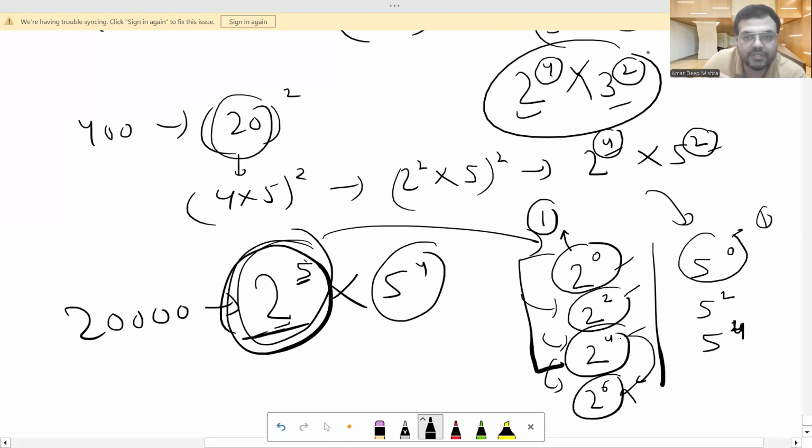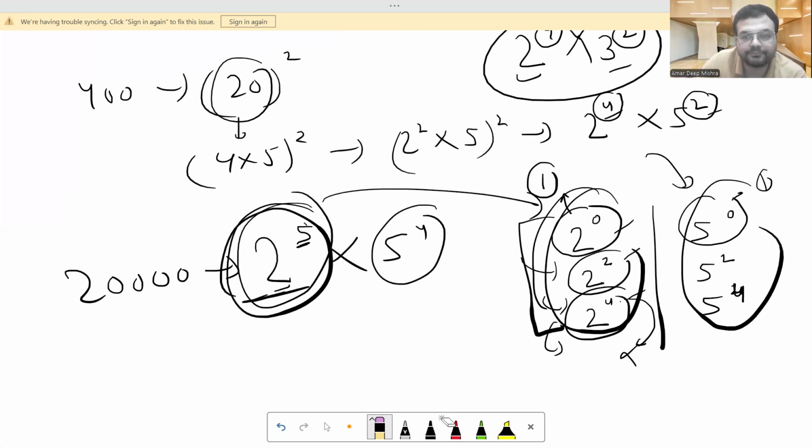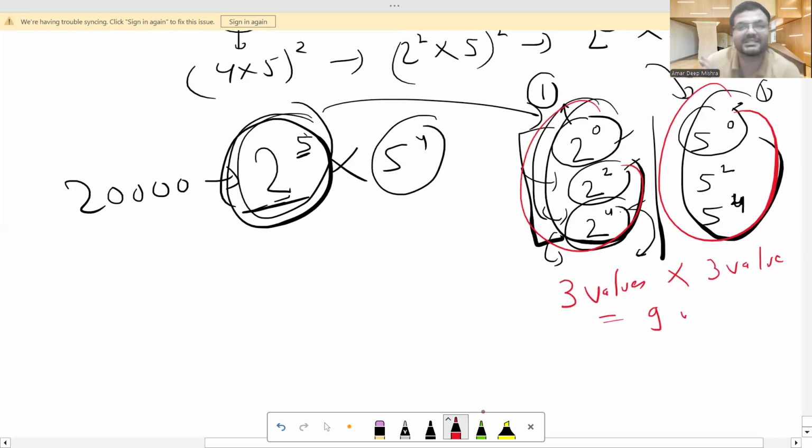So that means 3 values here, and 3 values here similarly. So in the first column, you have 3 values. In the second column also, you have 3 values. So you multiply them, you will get a total of 9. That means a total of 9 factors are perfect squares in nature. So this is how we can count the total number of perfect square factors.